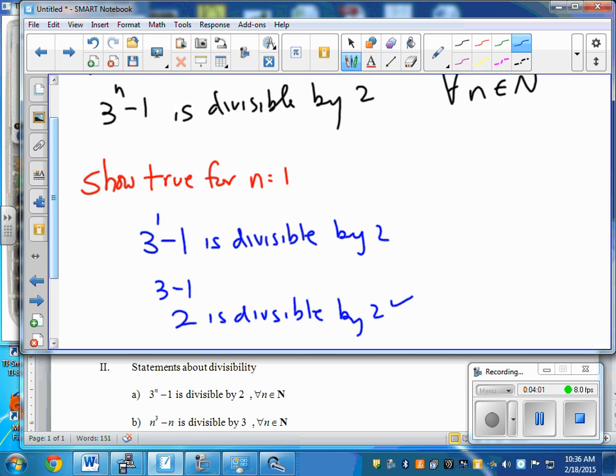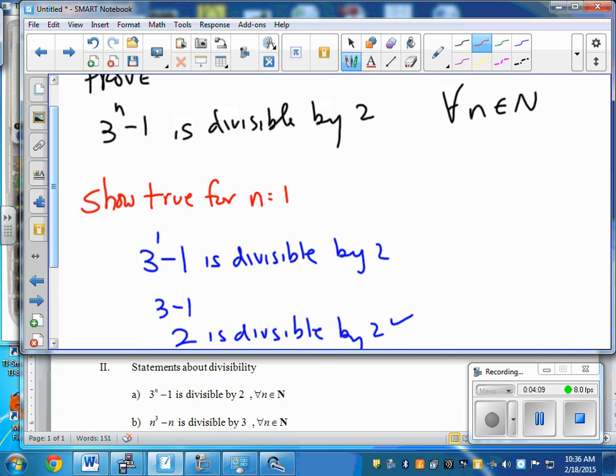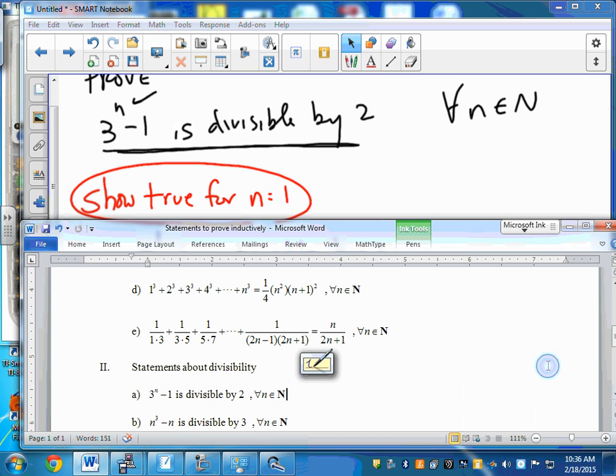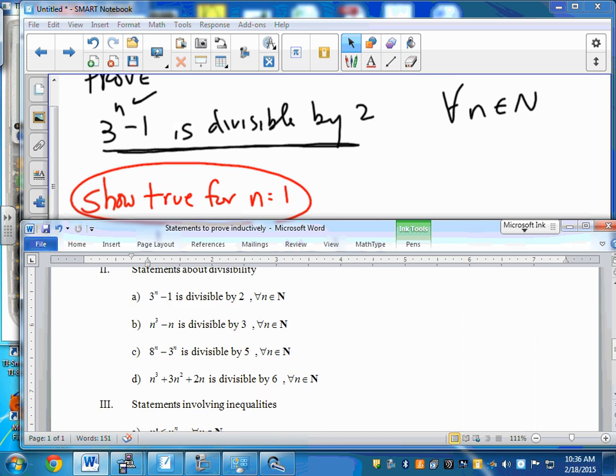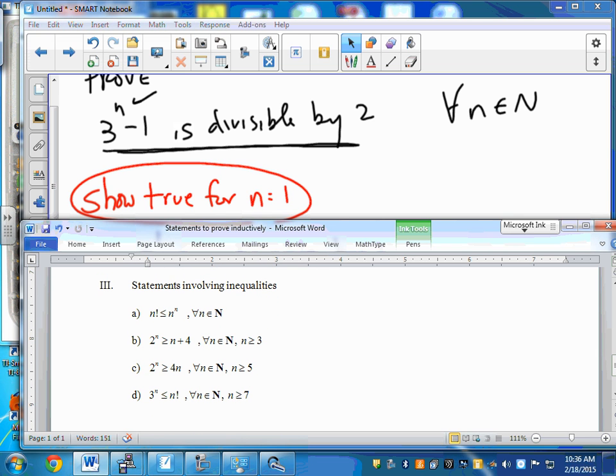So the idea on this step, show true for n equal to 1, is that you have to show the very specific statement you're trying to prove is true. You can't just write down "show true for n equal to 1." You have to take the particular statement, whatever it is, and replace n with 1. Okay, let's go back to our list of statements to prove. There's a number of divisibility proofs. You can try those. Again, just step 1.